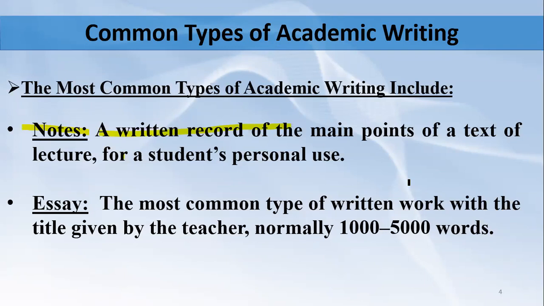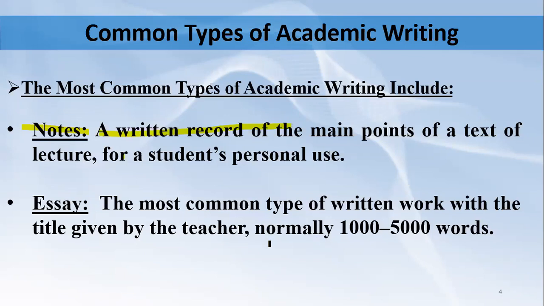Not particularly in a class, we might be attending a conference somewhere, or a workshop. Over there, we have to note down the basic points of the lecture, and we create notes for ourselves, for our own personal use. So that is the first type of academic writing.